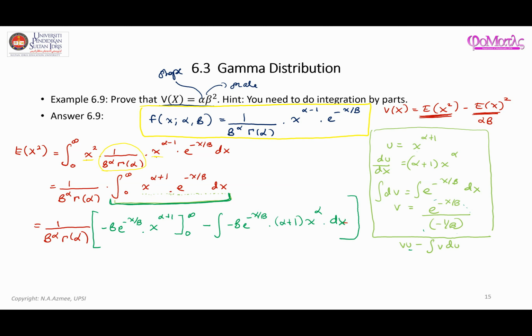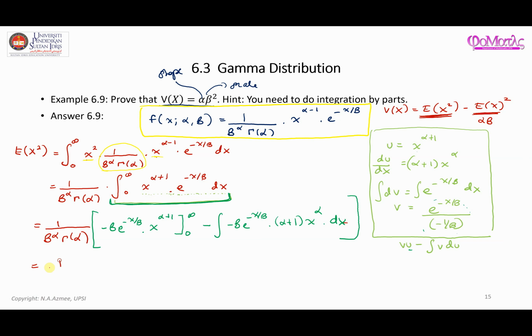Okay, so what else can we do? We can simplify the process. Now let me just explain what's going on here. Well, okay, let me just write down the process.